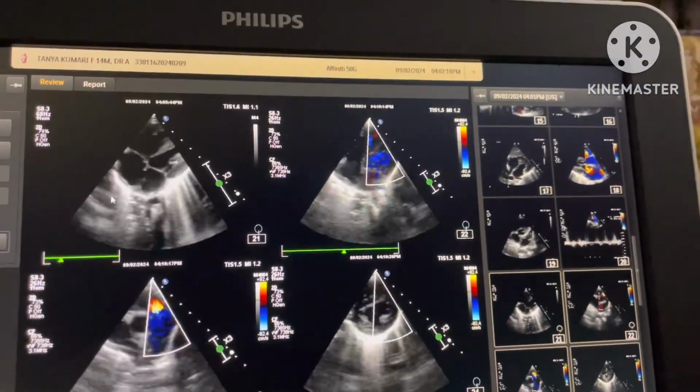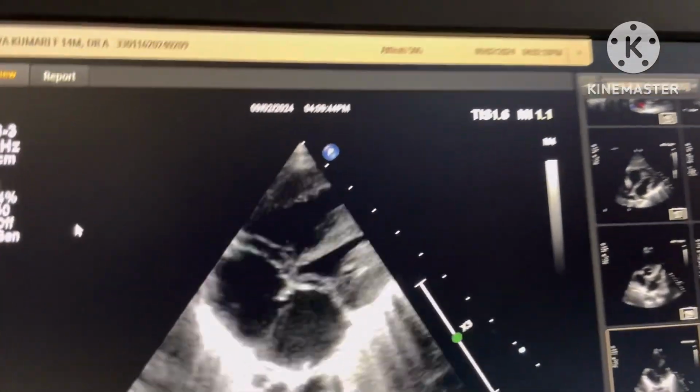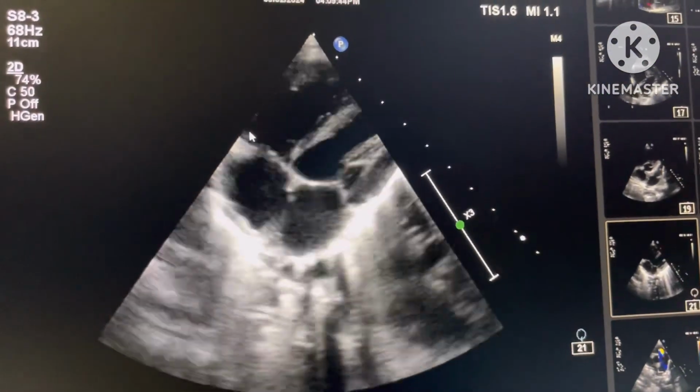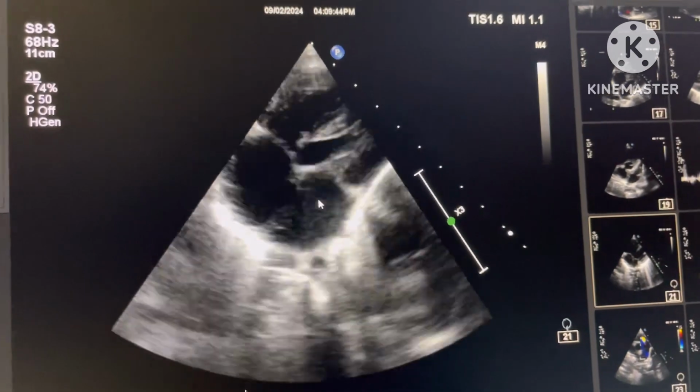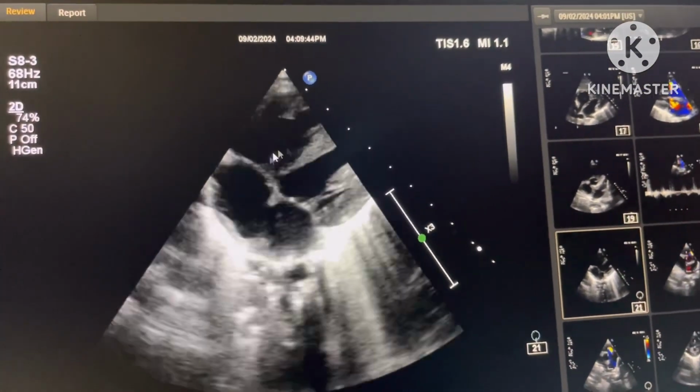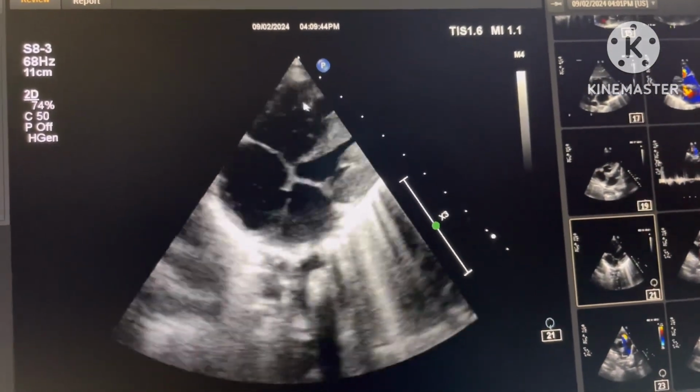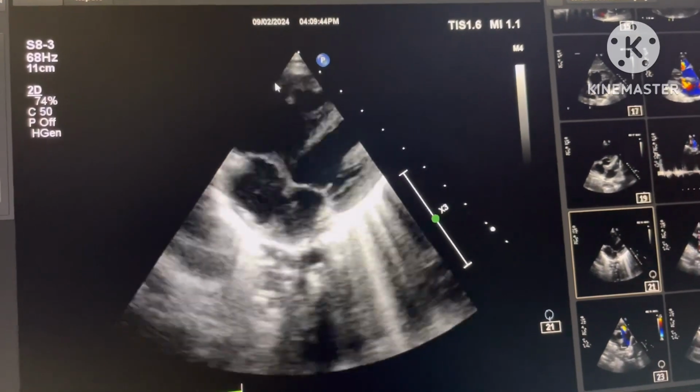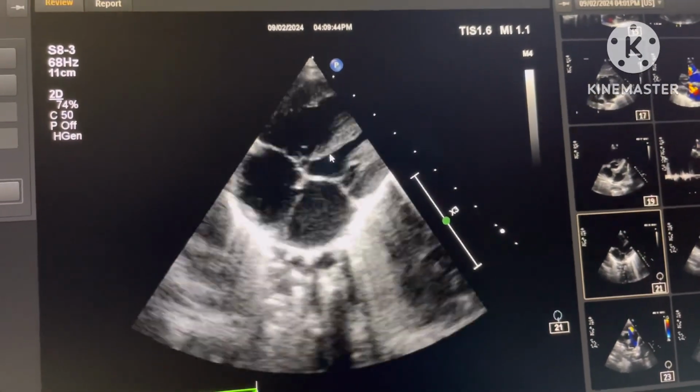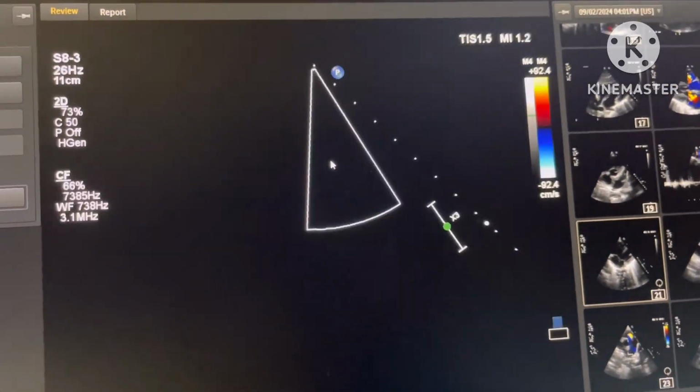Again you see right atrium, right ventricle dilated compared to left atrium, left ventricle. Because of pulmonary circulation having raised pressure, ultimately leading to changes in right atrium, right ventricle. Right atrium, right ventricle are dilated.